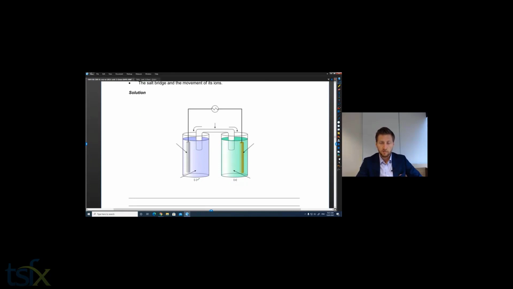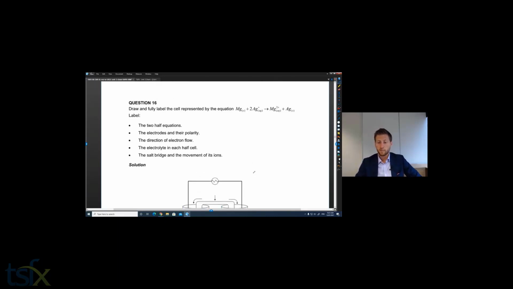So if this is the negative electrode, that's going to be the anode. I'll just tell you that so it makes it easier. And this is the cathode. So if we go back up here, what's undergoing oxidation and what's undergoing reduction in this instance?